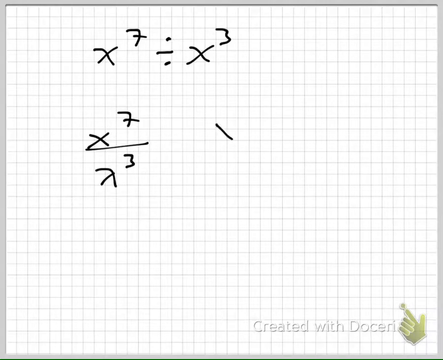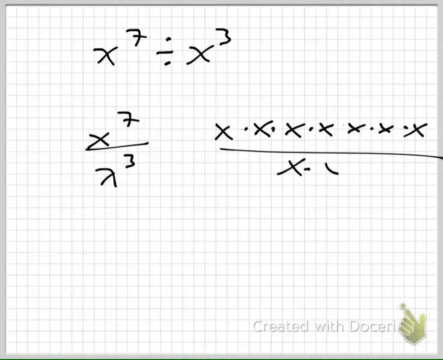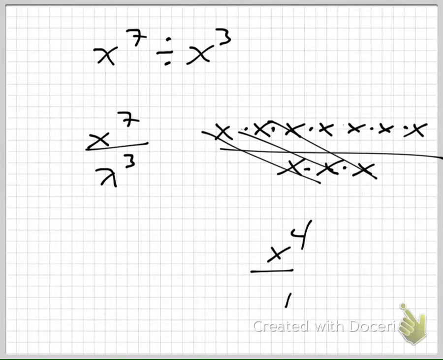And isn't this x times x times x times x times x times x times x over x times x times x? Isn't that the same thing? Yeah. And then what am I allowed to do now? We've done this. What am I allowed to do? Start going bang, bang, bang. They're done. What do I have left? 4x is on the top. So it's x to the 4th over 1, which is just x to the 4th.